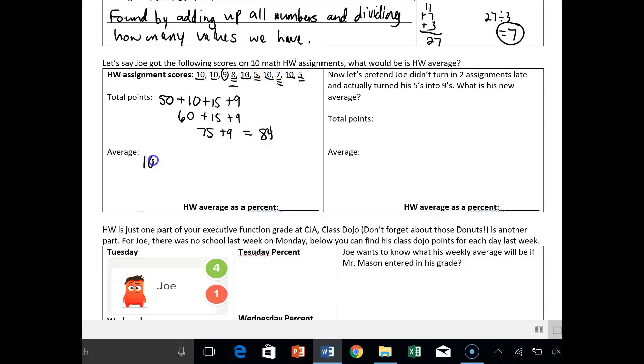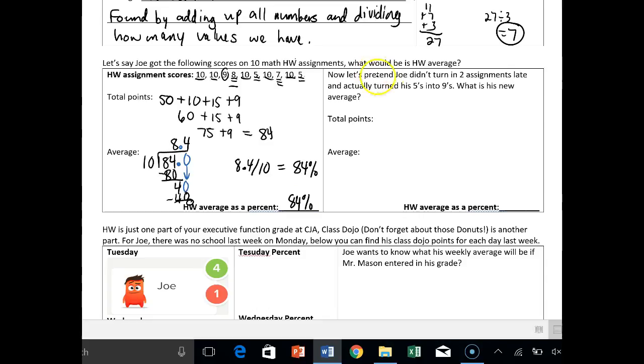So our average we'll figure out by doing this division problem. So 10 goes into 84 8 times. That's 80 with 4 left over. So we'll put a decimal 0, and we'll shoot the 0 on down. And 10 goes into 40 4 times. So his average on his homework is about an 8.4. Now, when I say an 8.4, I mean 8.4 out of 10. So that's as a percent. He's really getting an average of an 84%. So when he turns in homework, he's getting an 84% as an average.